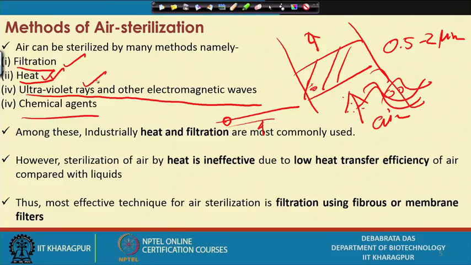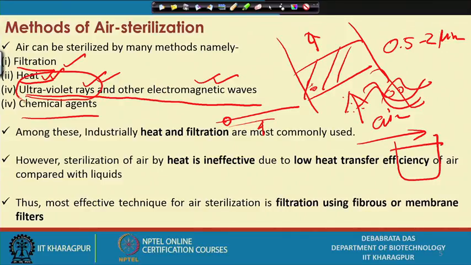Then ultraviolet rays and other electromagnetic waves, because we have two types of air, one is moving air and another is stagnant air. We have seen that in operation theaters, sterilization is usually done with the help of ultraviolet rays or other electromagnetic waves. Mostly we use ultraviolet rays. Even in the lab, we have the laminar flow where we transfer our cultures, and this sterilization is done with the help of UV rays. So that is usually recommended for stagnant air, not for running air.